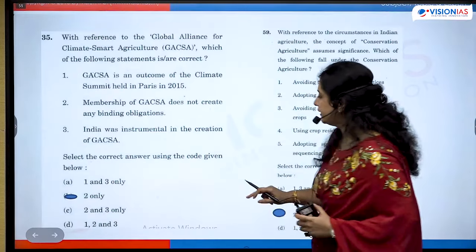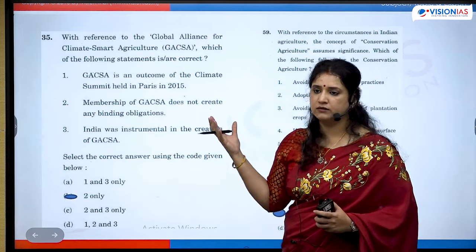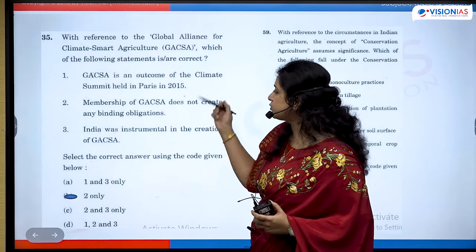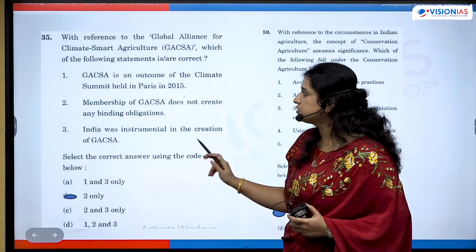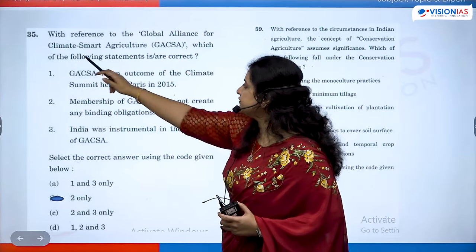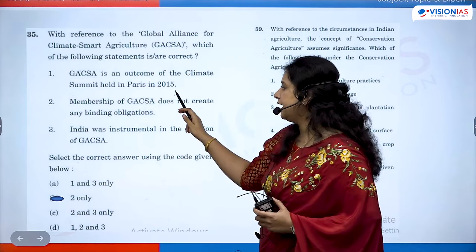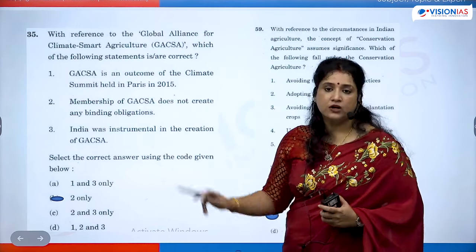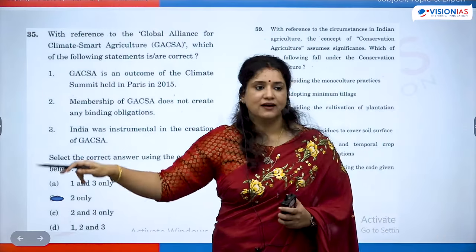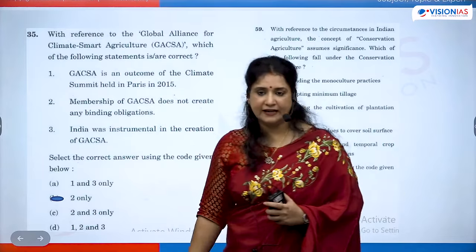Another question on agriculture. Now, this is related to some particular global initiative. This question was asked in 2017 or 18. It says, Global Alliance for Climate Smart Agriculture is an outcome of this summit held in Paris in 2015. No, this is not correct. This summit was held in 2010 and it was organized by FAO. And the question was asked in 17-18.